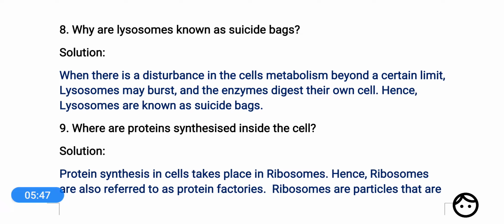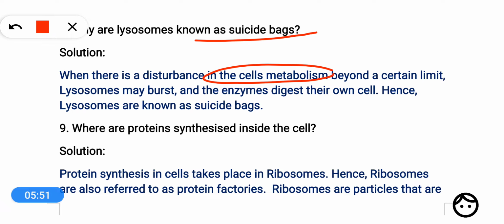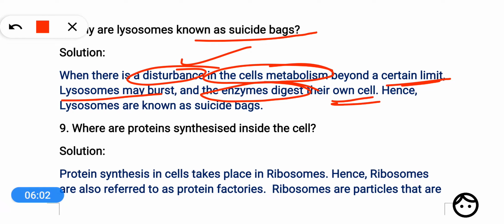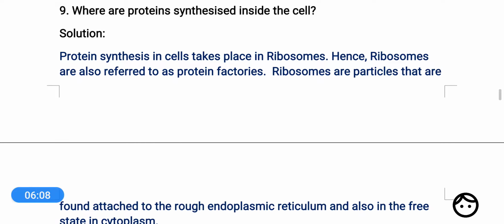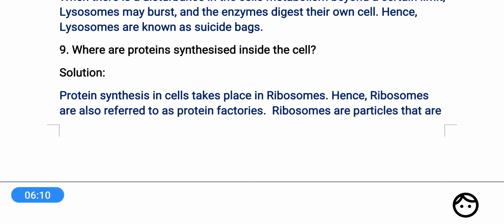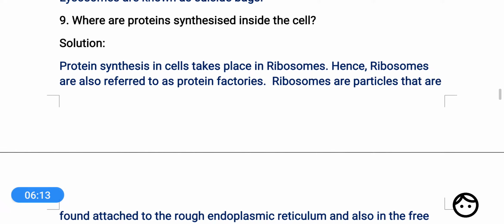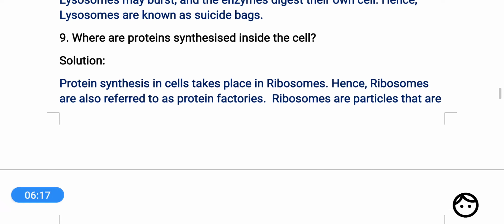Next question. Why are lysosomes known as suicidal bags? Because when there is a disturbance in the cell's metabolism beyond a certain limit, lysosomes may burst and their enzymes digest their own cell. This is why the lysosome is called a suicidal bag of the cell. So when the cell's metabolism is disturbed, lysosomes may burst and digest the whole cell, and this is why the lysosome is called suicidal bag.